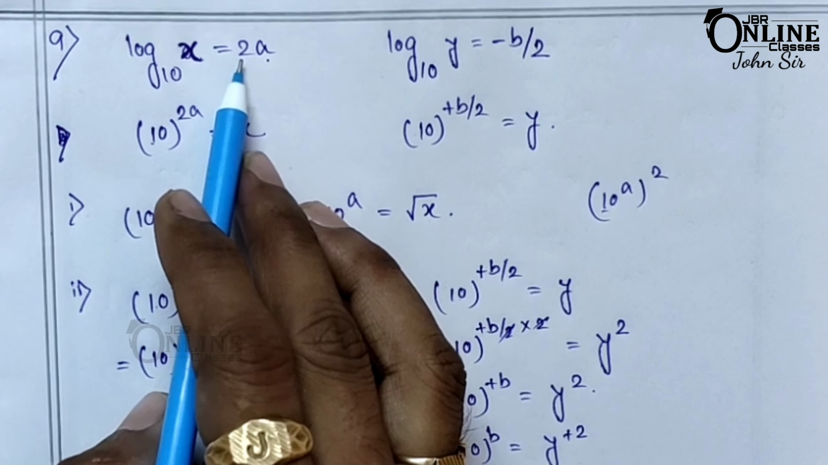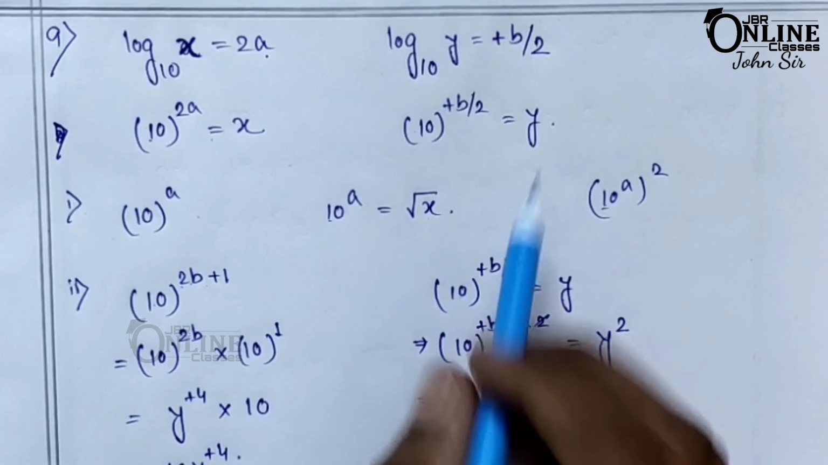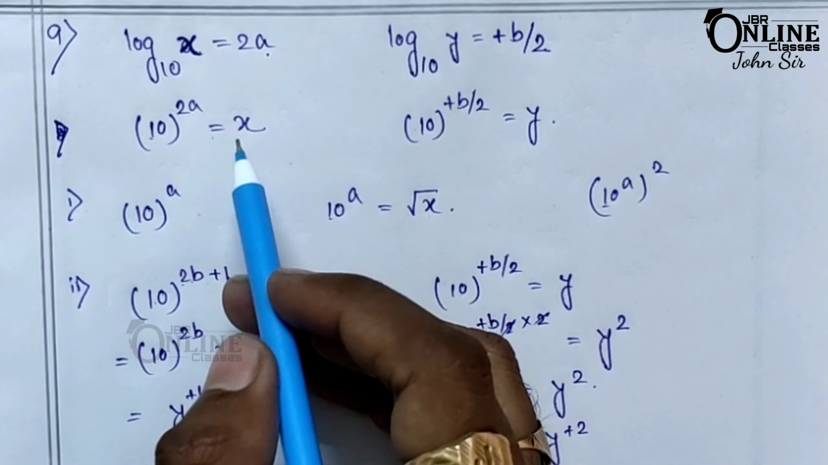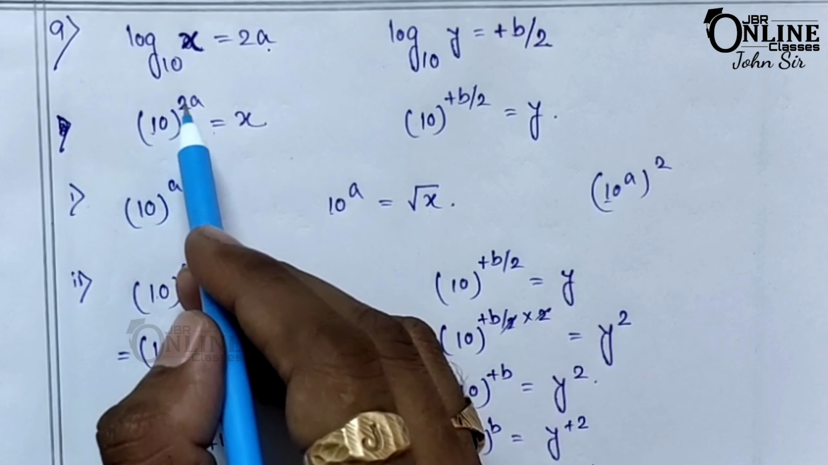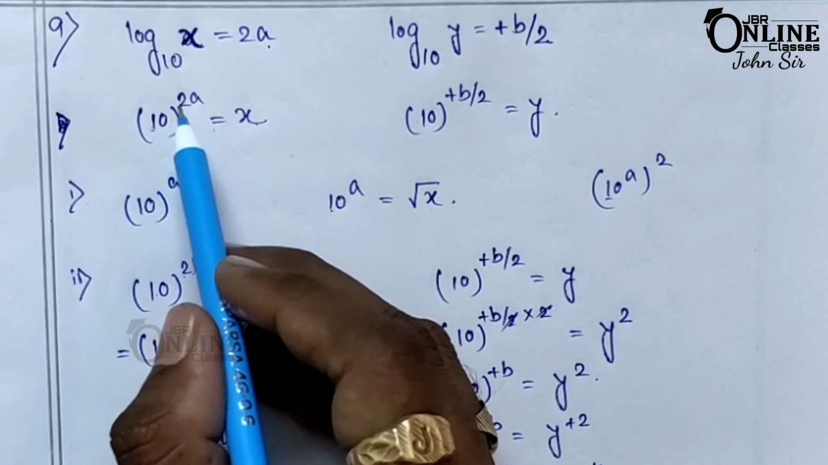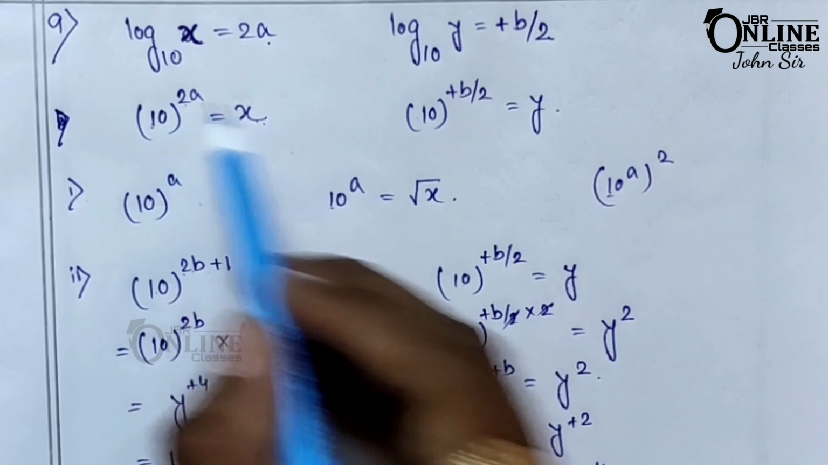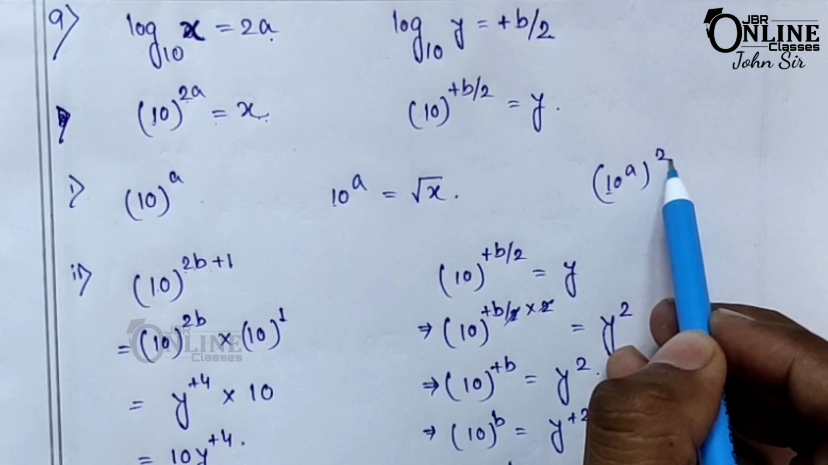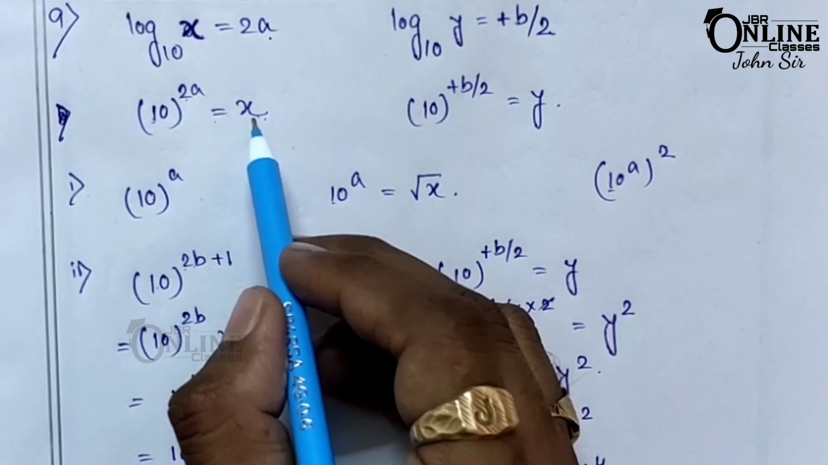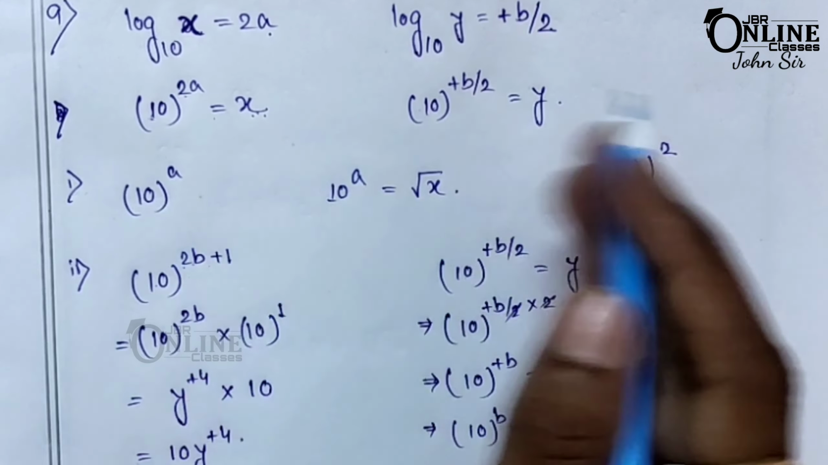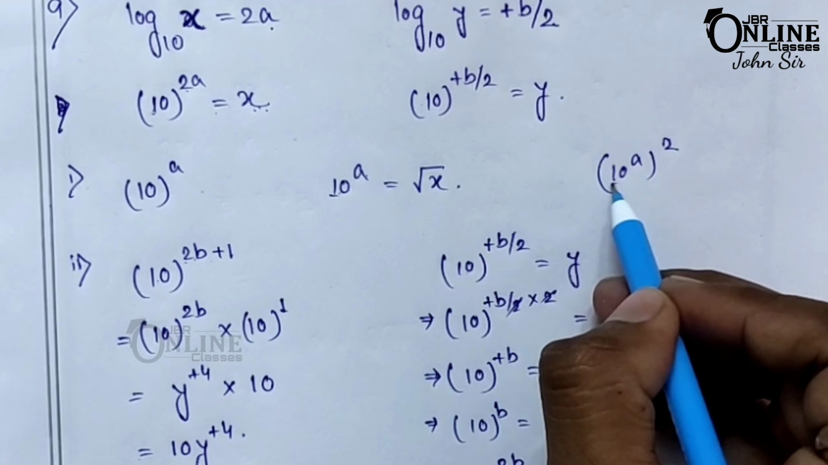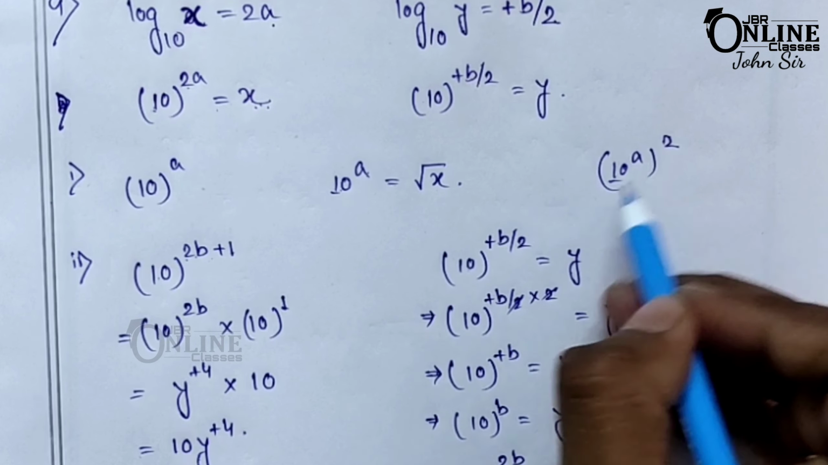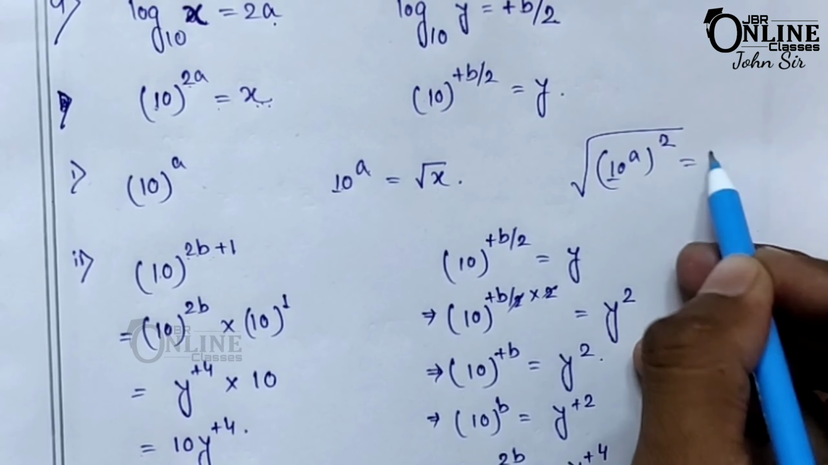Now sum number 9. Log 10x equal to 2a, log 10y equal to b by 2. Write 10 to the power a in terms of x. So here log 10x equal to 2a, that means 10 to the power 2a equal to x. Now 10 to the power 2a means 10 to the power a whole square. So 10 to the power a whole square equal to x. Now by square root both sides, you will get 10 to the power a equal to root x, as square root of 10 to the power a whole square will be 10 to the power a. So here 10 to the power a equal to root x. That is the first one.